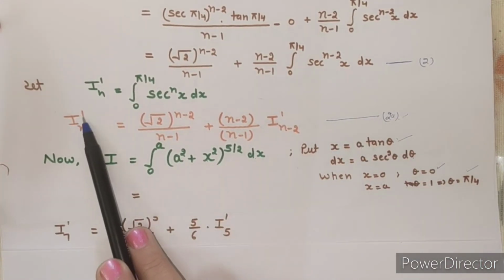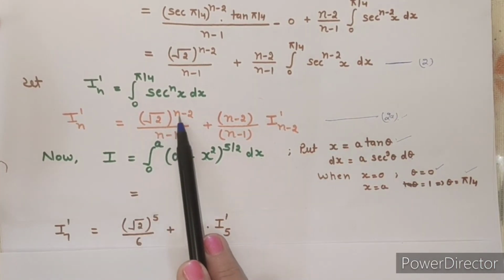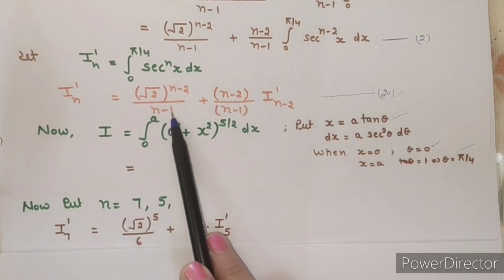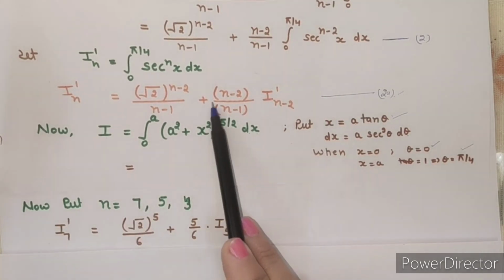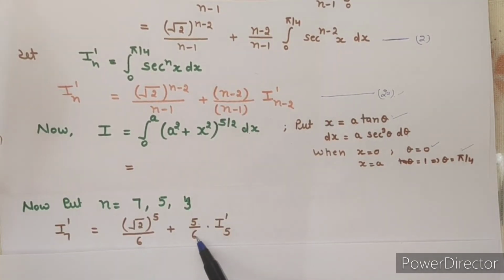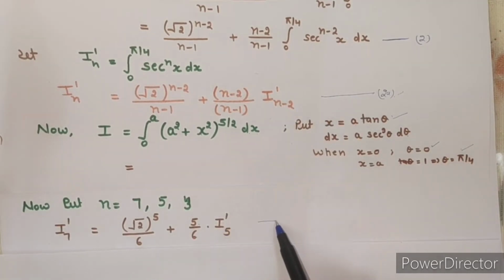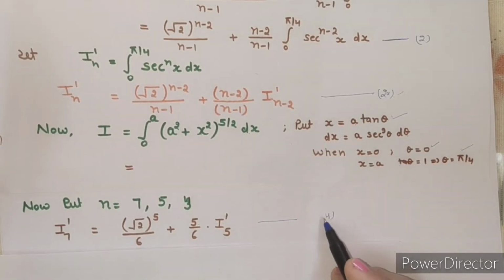So I7 dash is equal to under root 2. 7 minus 2 is 5, so I am writing it here, under root 2 power 5, by 7 minus 1, this is 6, plus 7 minus 2, 5, and this 6, and I of 7 minus 2 is 5. So this is equation number, suppose, 4.